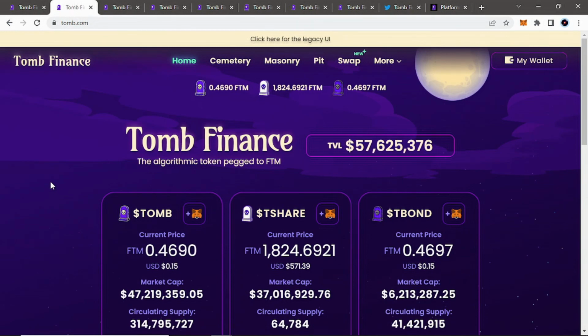But either way, guys, that is Tomb Finance, a quick overview. I wanted to finally review it, and we'll probably revisit it in the future. Tomb has a lot going on in development for their roadmap.